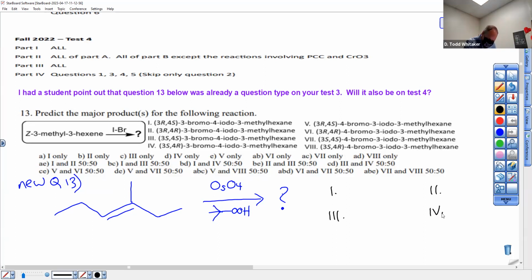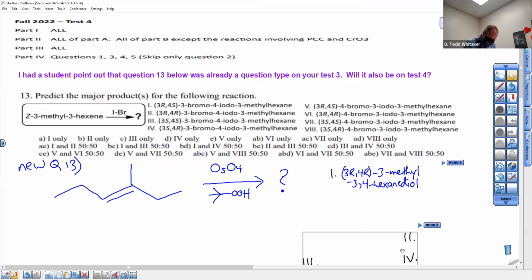I don't think I left enough room for the full name. But basically what we've got is 3R, 4R, 3-methyl, 3, 4, 1, 2, 3, 4, 5, 6, hexane, diol. Oh, fancy. Why'd you do that? Okay, you're going to do that. I'm going to do that.